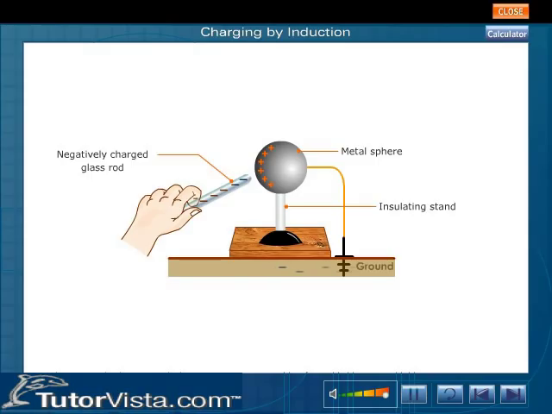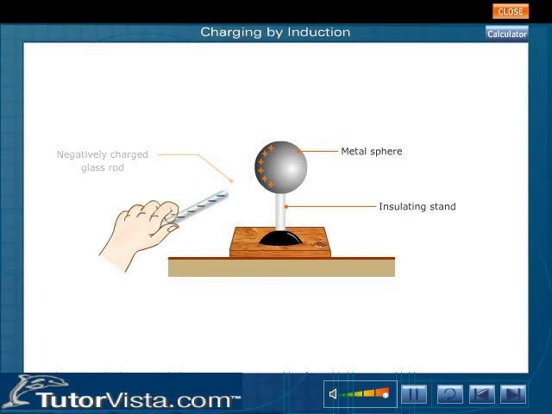Now disconnect the sphere from the ground. The positive charge continues to remain on the sphere. Let us see what happens when the rod is removed. The charge is spread uniformly over the sphere. Thus we get a positively charged metal sphere.